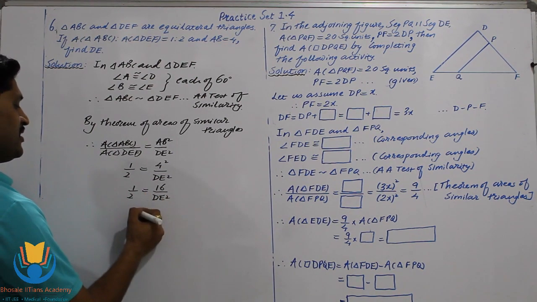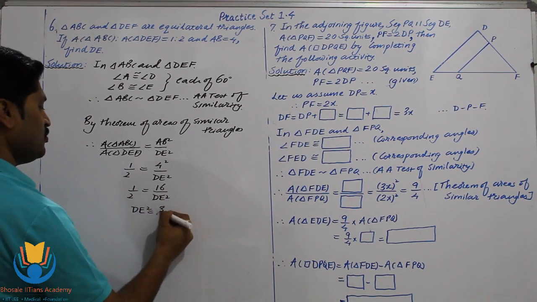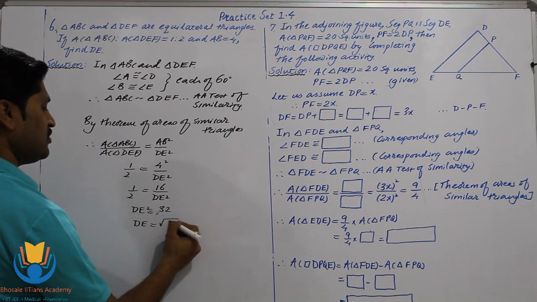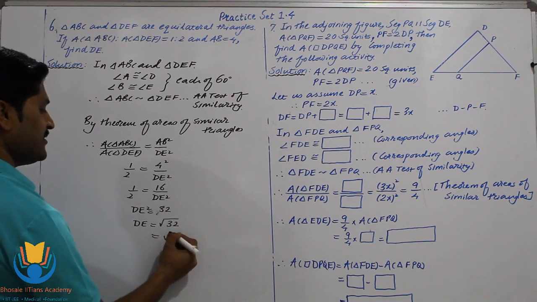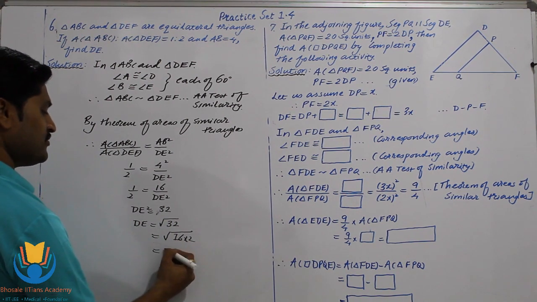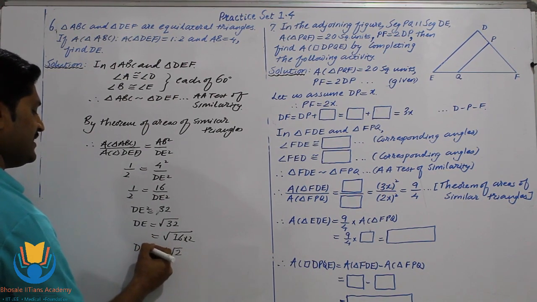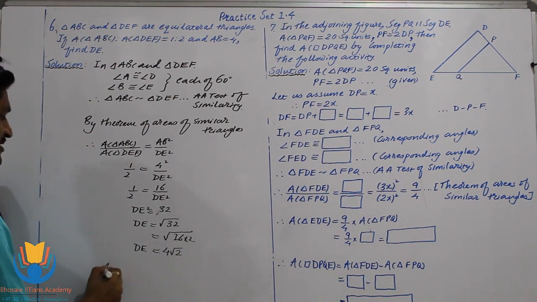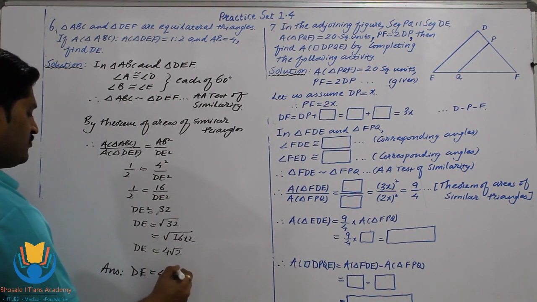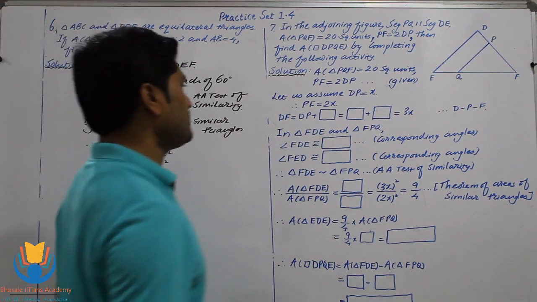So we'll take the cross multiplication. DE square into 1 is DE square, and this is 16 into 2, which is 32. Taking square root on both sides, therefore DE is equal to root of 32, and this 32 is nothing but 16 into 2. The square root of 16 is 4, and let the 2 be there in the root. So the value of DE is 4 root 2 units. Let's write the same in the answer. Therefore DE is equal to 4 root 2 units.